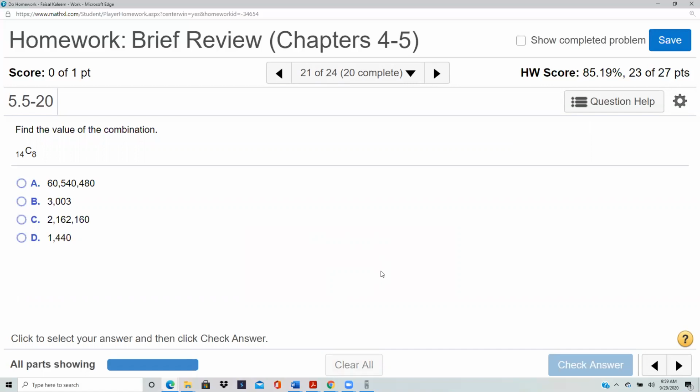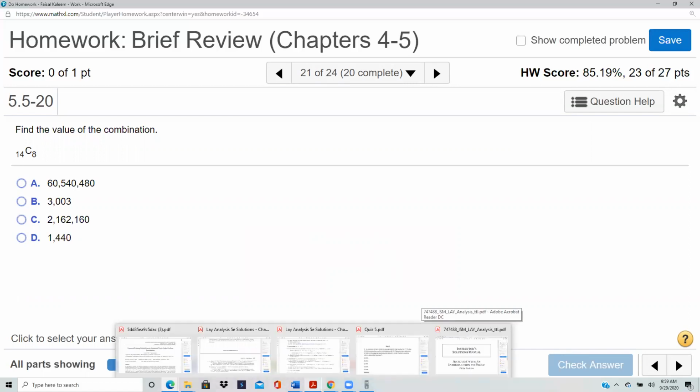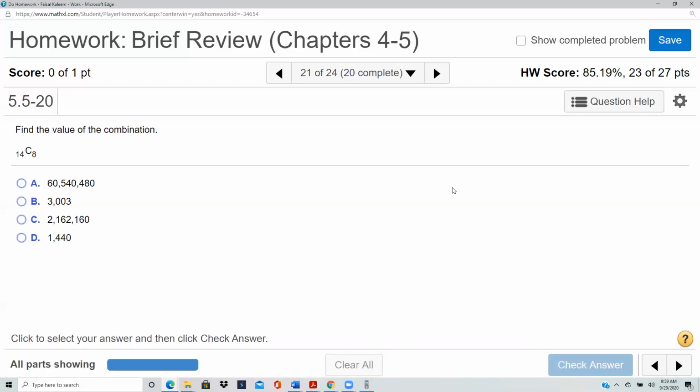So that's just a calculator problem, 14C8. Yeah, that's easy if you know how to do it. So which one is it? I did mine. Let me do that one. So it would be B.